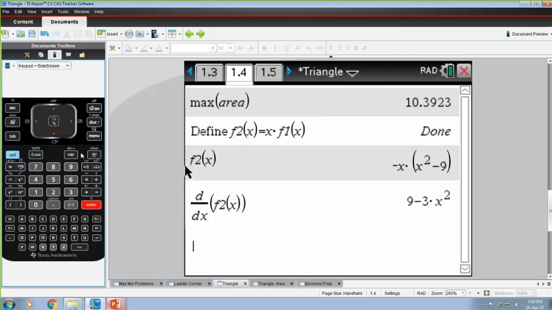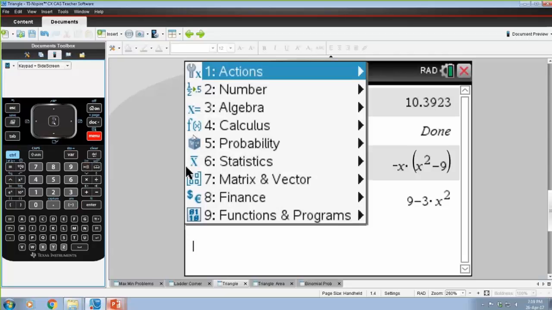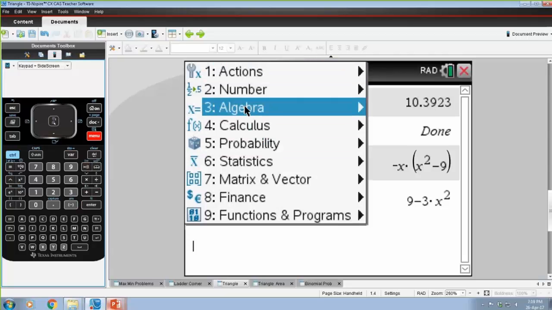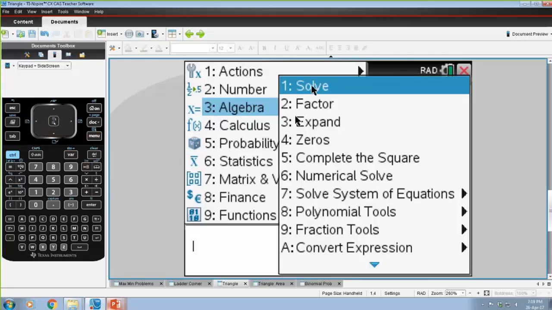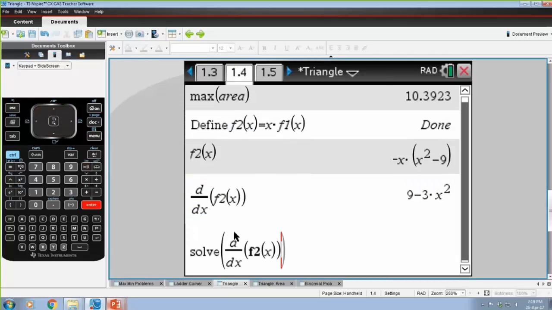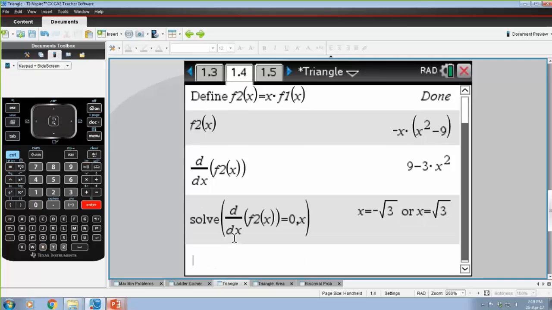Okay, so that's the derivative. Now to find the value of x for which it's a maximum, what we have to do is set this derivative equal to 0. So menu, algebra, and solve. I don't even have to copy the actual equation in, I can just copy the derivative equal to 0, comma x, and solve that for x.